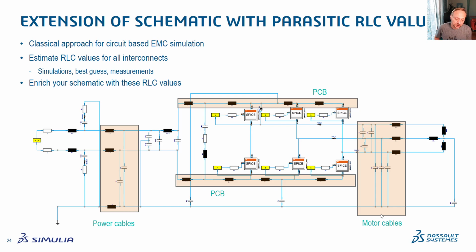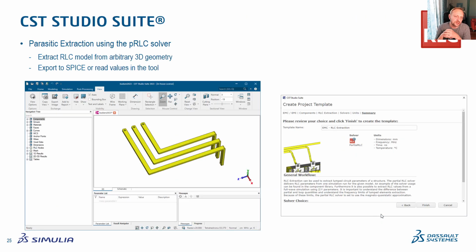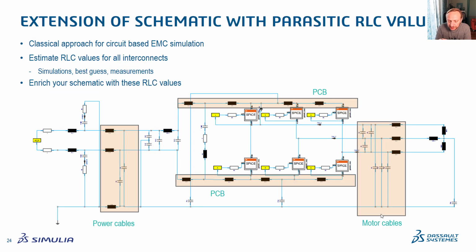We can do this also with CST Studio. We have the so-called partial RLC solver, so you basically extract RLC models from your geometry. You can export these RLC models as SPICE and put them on your schematic. Of course, at some point this becomes complex. You have a lot of parasitics, and you're trying to put all the parasitics present in your setup on the schematic. There is one big drawback that I see in this setup: you have to know which parasitics you have to include, because you're doing this manually, right?